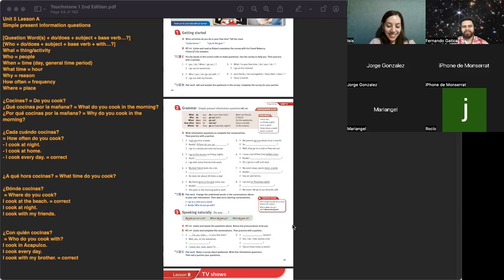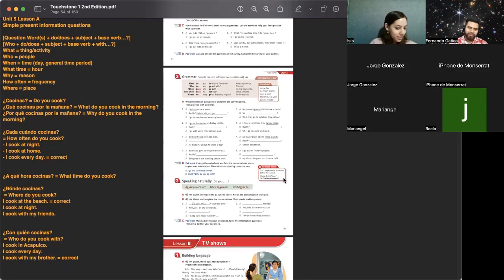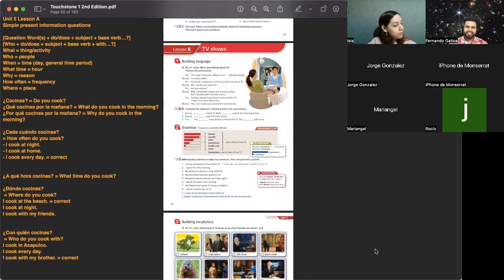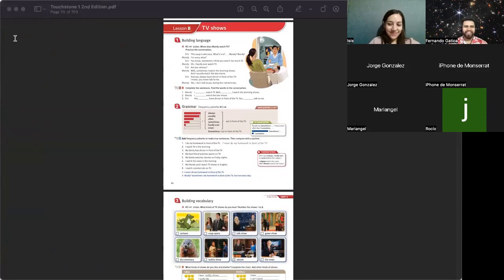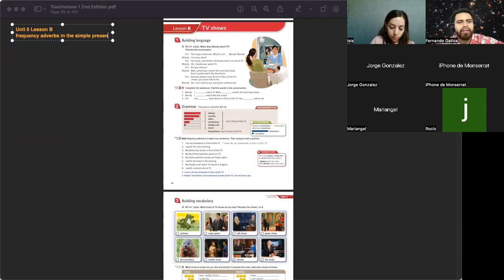All right, now let's go. Unit 5, Lesson B. Are you ready? Yes, teacher. All right, thank you. Unit 5, Lesson B. Here, we're using frequency adverbs in the simple present.